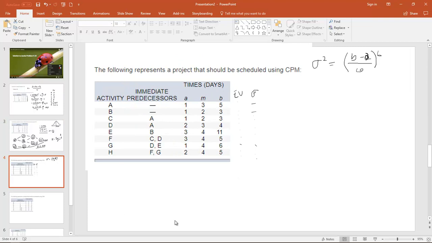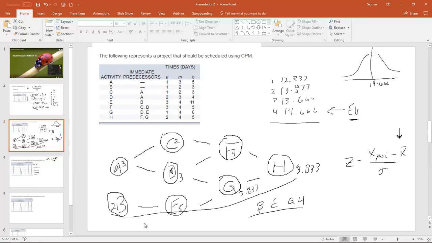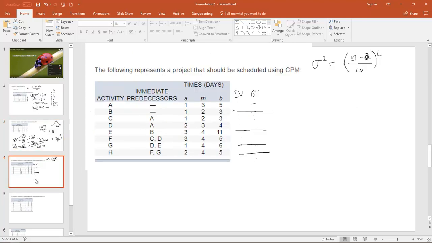Okay, so let's do our calculations here. We need to do B, our critical path, E, G, and H, because, just to remind ourselves, that was the southern route through here. The B, E, G, H was the critical path. So we only need to calculate variance for those. We have to do it individually to start with, okay? So now we have to calculate these variances. So we need to do B, E, G, and H.